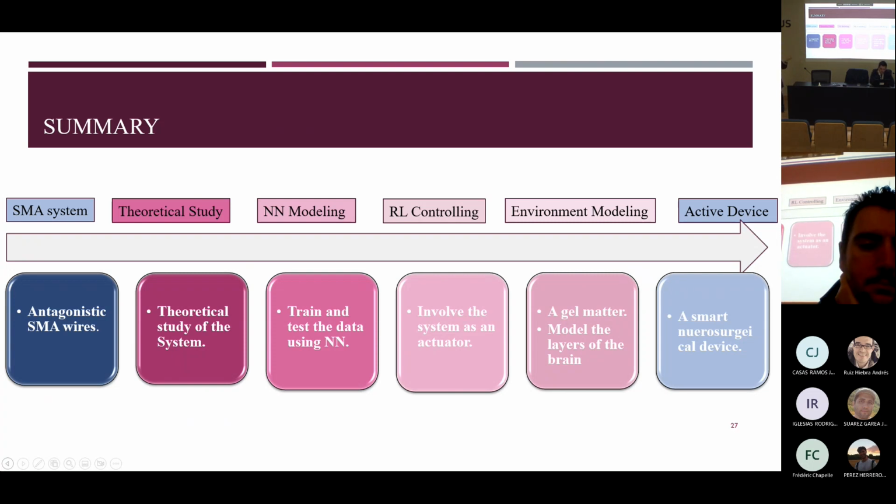So this is done, starting from choosing the proper system, which is the antagonistic system that plays a main role in engineering, robotics and biomedical fields, then studying it theoretically to have a publication from it, then modeling the first property, which is superelasticity, using a neural network, and controlling the second property, which is the shape memory effect, using reinforcement learning. All this information still needs the environment to apply in, which is the human brain, or let's say a material that mimics the human brain behavior, and at the end, I'm going to have this active device.